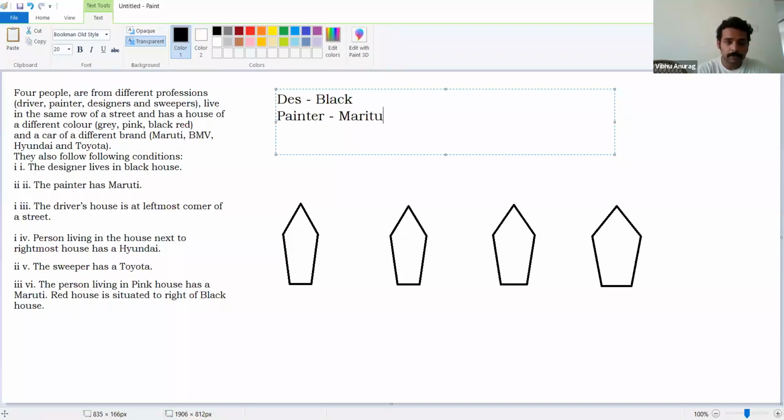The painter has a Maruti. Designer black house. Color we'll put painter Maruti. Driver's house is at leftmost corner, so we'll put that later. Person living in the house next to rightmost has a Hyundai. Okay, fine. So we'll put that also. Sweeper has a Toyota. So sweeper Toyota. Person living in the pink house has a Maruti. So person living in pink house has a Maruti, which means painter lives in a pink house.